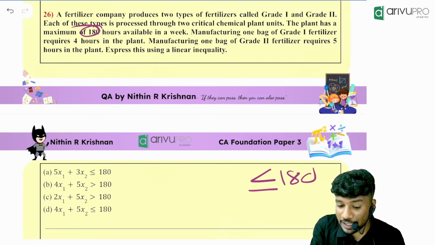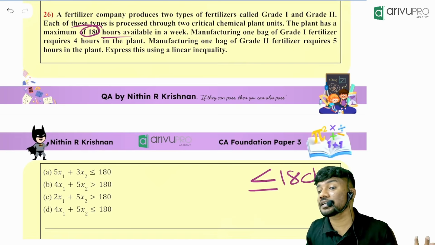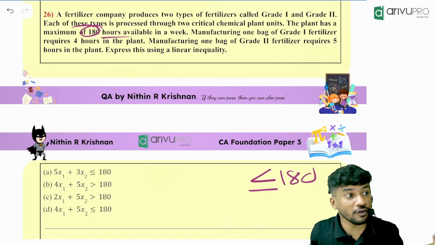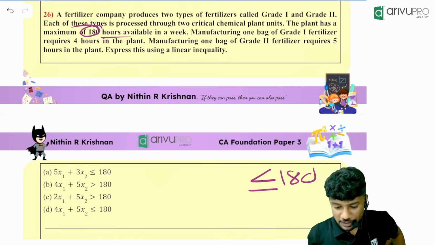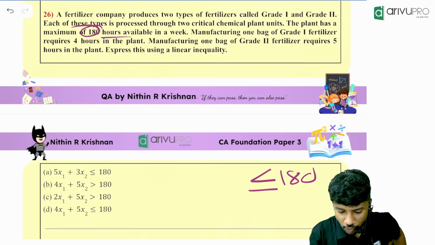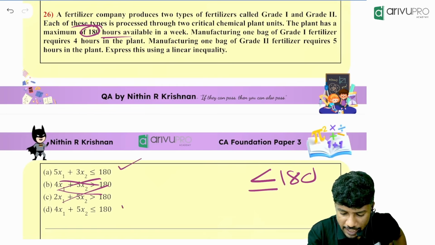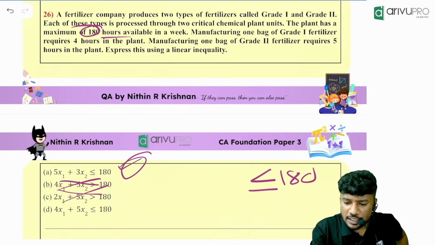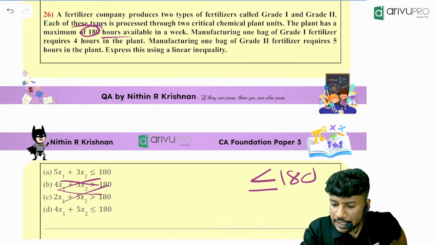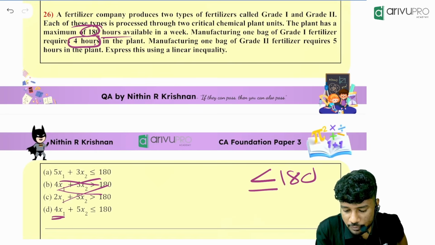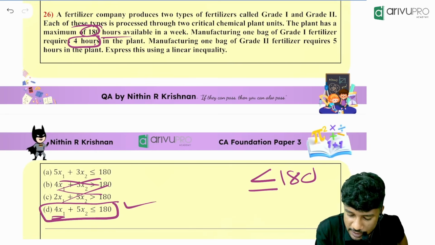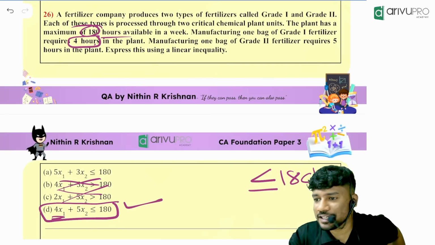Maximum of 180 hours. Time related constraint. Automatically you can go for what? Less than or equal to 180. Okay. Now looking at that, which option is giving you? Option B is wrong. Option C is wrong. Either it can be option A, either it can be option D. Now, people, grade 1 fertilizers require 4x. Okay, 4 hours. Looking at that, only possible option D is your answer. Directly we went for the answer.